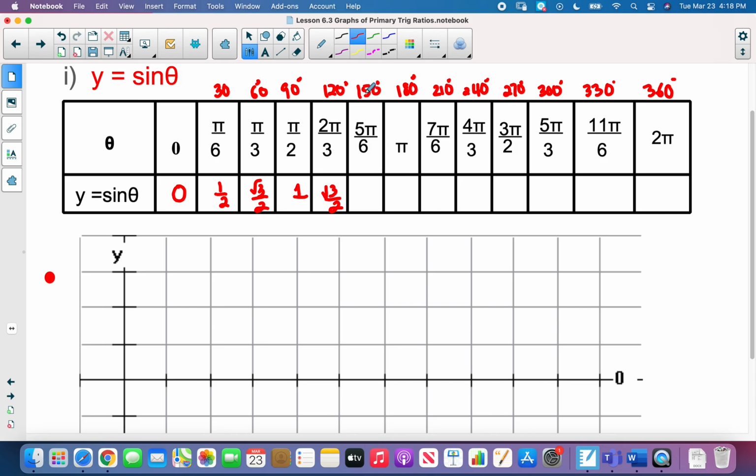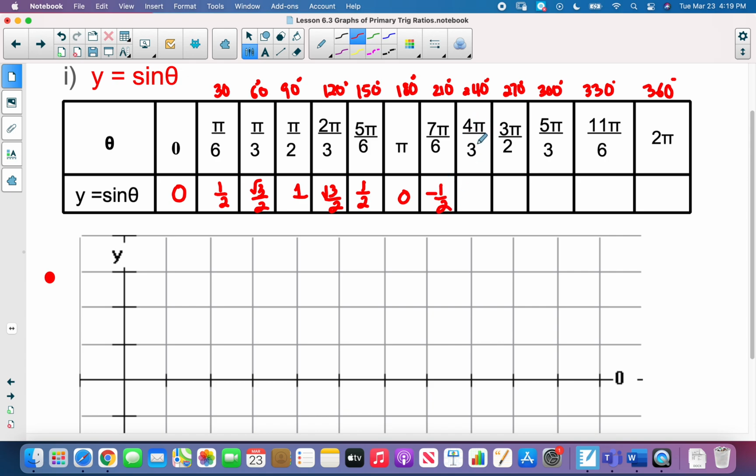Sine of 150 will be the same as sine of 30. And it's in the second quadrant where sine is positive, so it will be 1 half. Sine of 180, well, think of the unit circle. The x coordinate is cos theta, cos of pi. The y coordinate is sine of pi, which will be 0. 7 pi over 6, it's 180 plus 30. So it's going to be the same as sine 30, but sine is negative in the third quadrant, so it's negative 1 half.